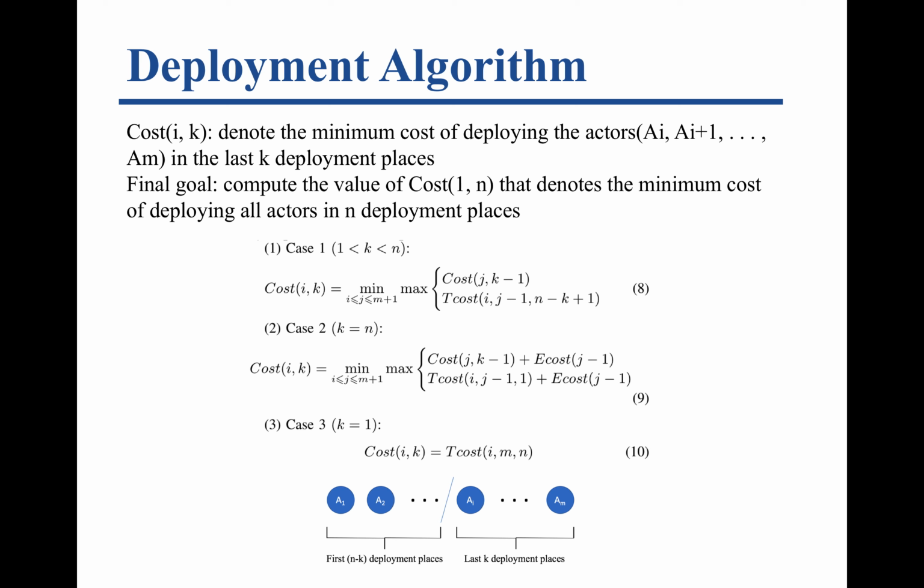Three situations are discussed in our algorithm by using forward dynamic programming. Here we only consider the energy consumption in the first layer. So when k is n, the actual energy consumption is added in the cost function.